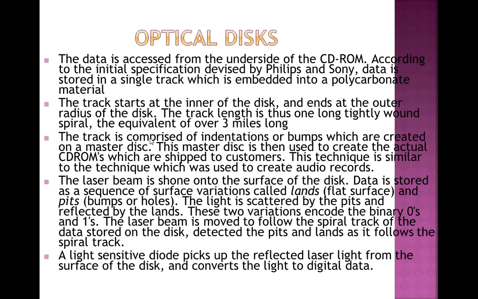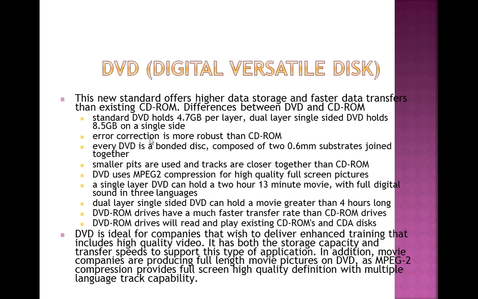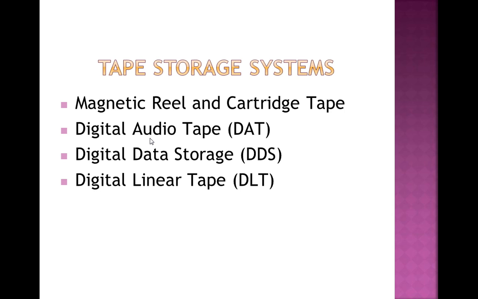So the optical disk lies between the inner and the outer part. It starts with the inner part and goes to the outer part. That is an optical disk, and the types are CD-ROM and DVD-ROM. This is the diagram of the optical disk. This is a DVD. The full form of DVD is digital versatile disk.